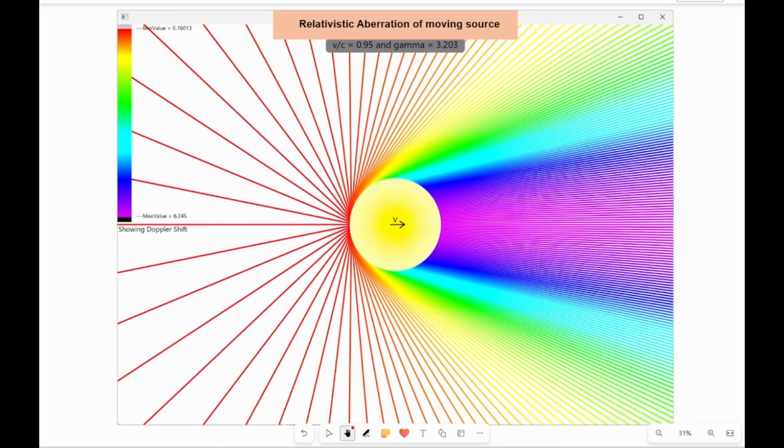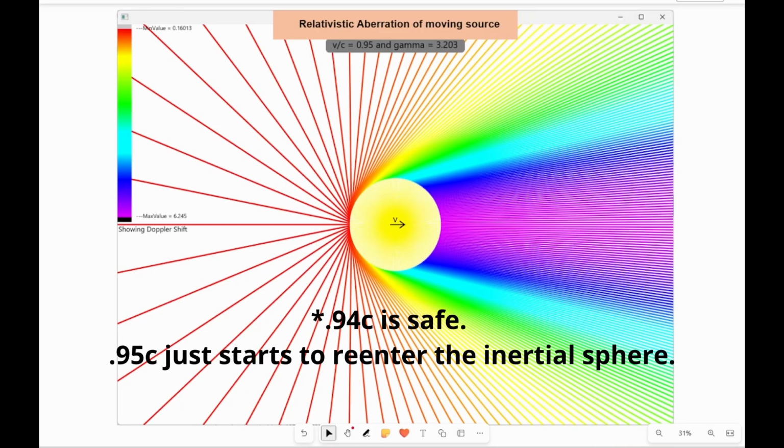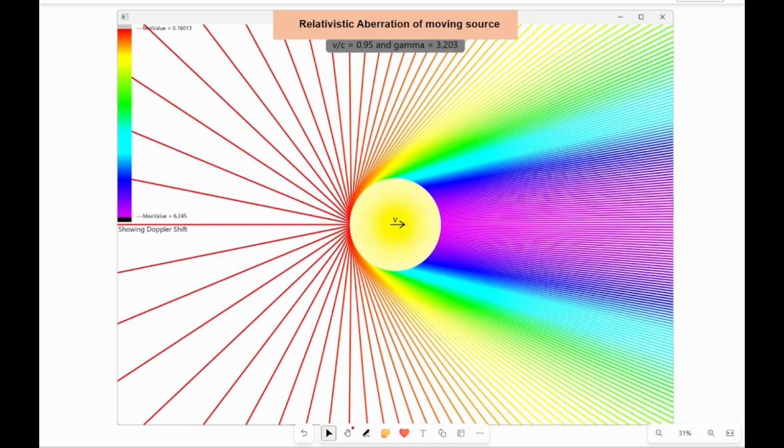Now, even if we go up to 95% of the speed of light, it is right on the edge of not violating any of the concerns with light re-entering the inertial sphere. But if we go faster, we're going to have problems.